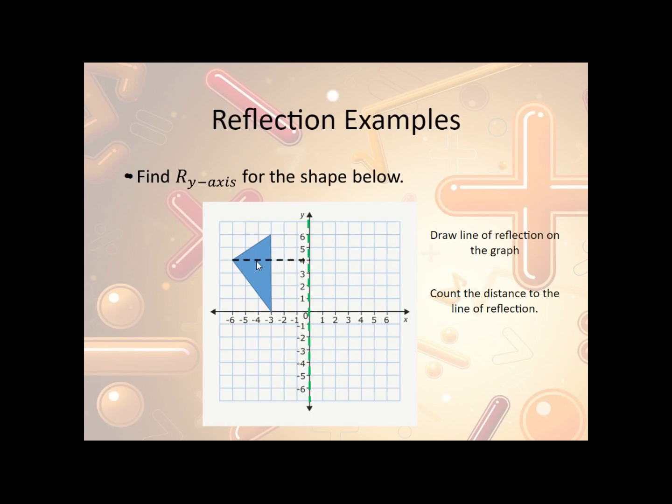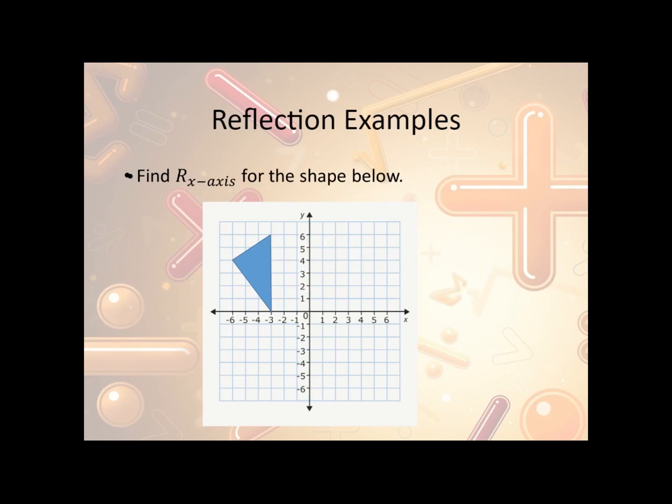So it's 1, 2, 3, 4, 5, 6 away. And we're going to copy that distance to the other side. So over here. So we go 1, 2, 3, 4, 5, 6 away and plot our point. Then we do it for each of the other points. So here, this one, 1, 2, 3 away. So we go 1, 2, 3 away on this side. And then the same thing here, 1, 2, 3 away on this side as well. And then we just draw our triangle. And notice we have two triangles that are exactly the same size.